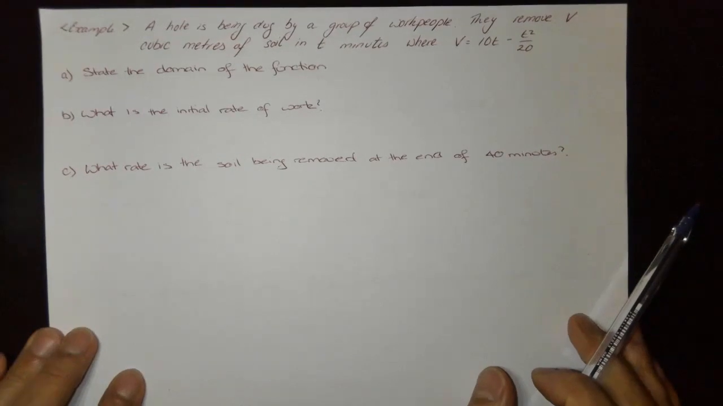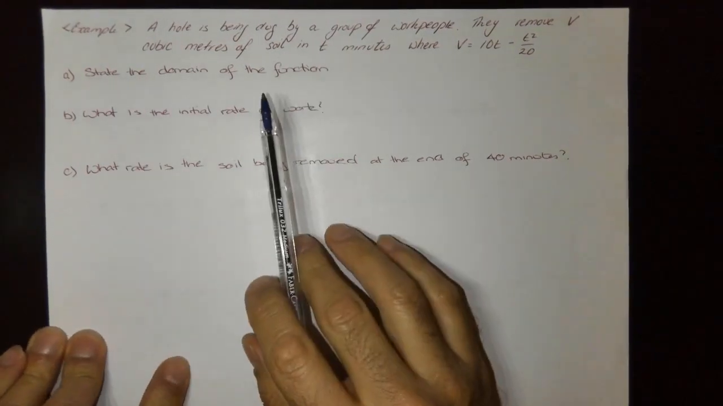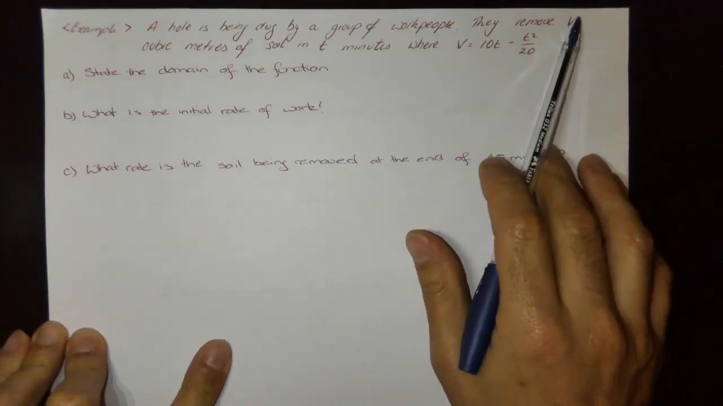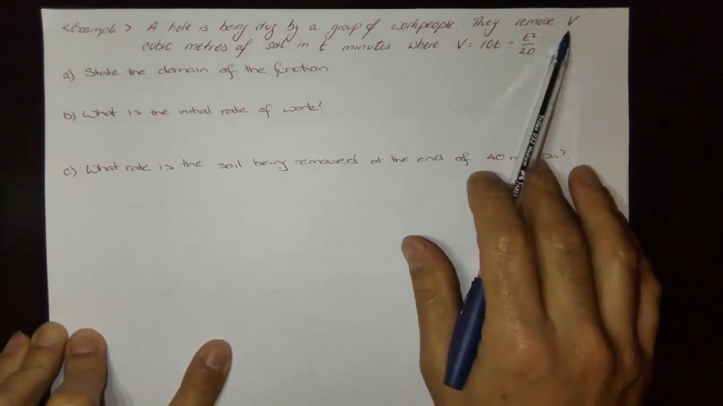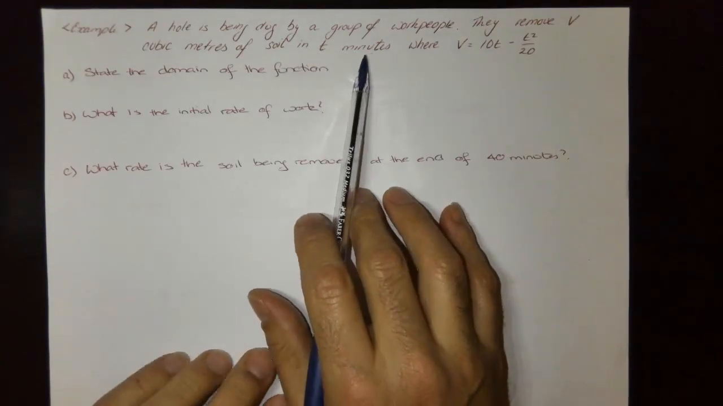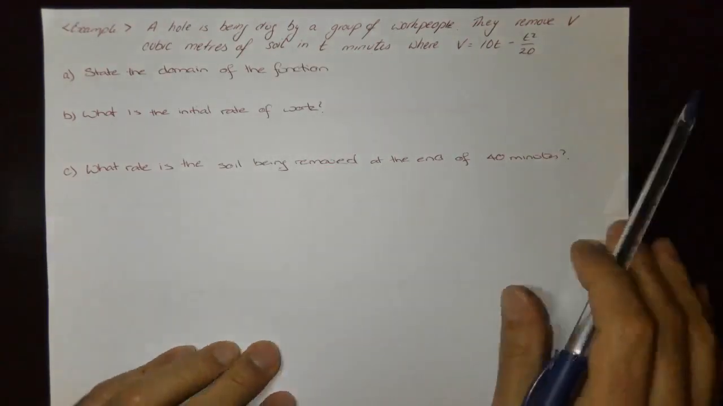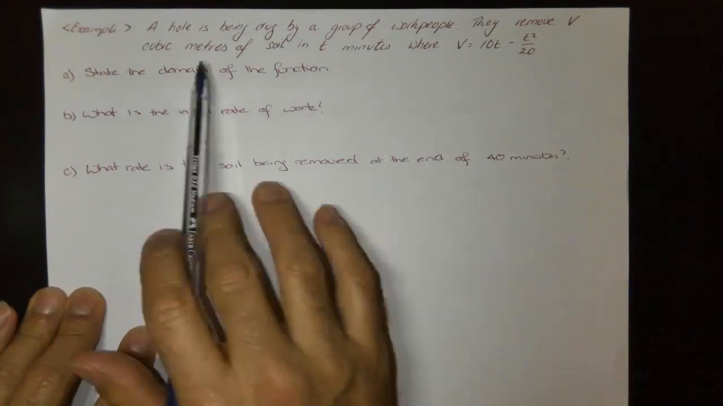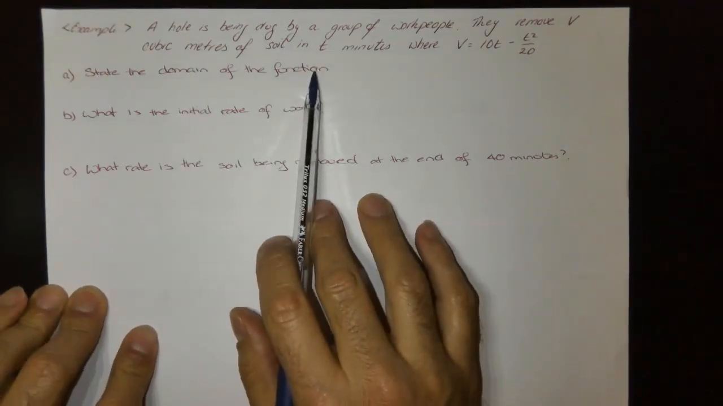Here's an example. We have a hole. It's going to be dug by a group of work people. They remove V cubic meters, so volume of cubic meters of soil in T minutes. Okay, so they're digging a hole. So we want to state the domain of the function. That's what we're asked for.